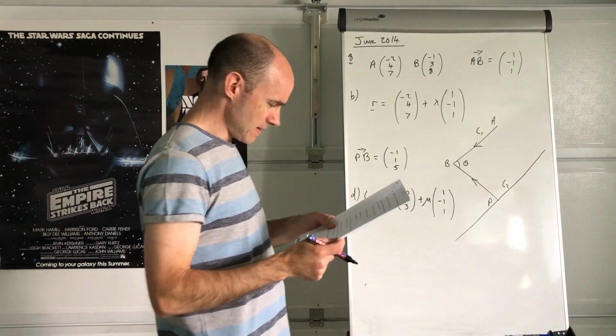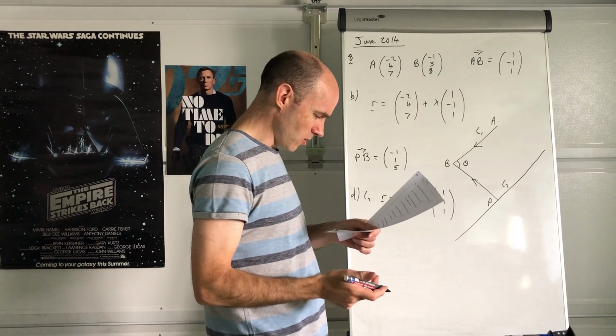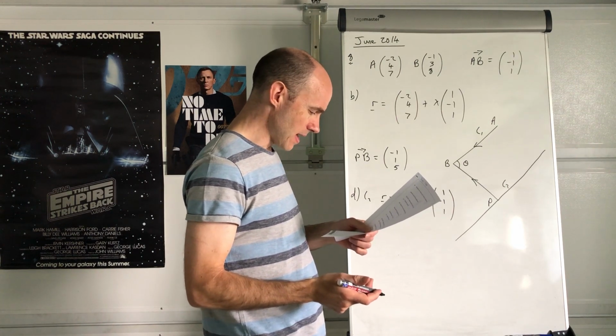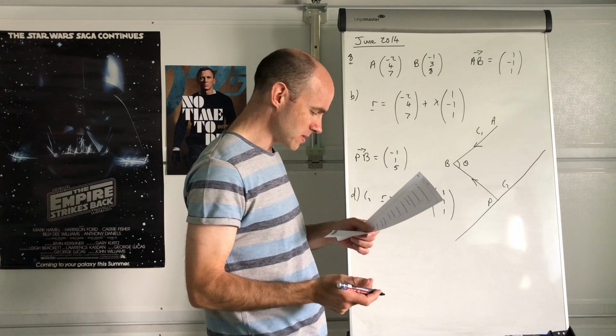Okay, the points C and D both lie on L2. AB equals PC equals DP.